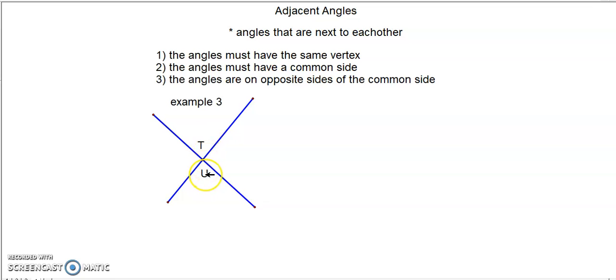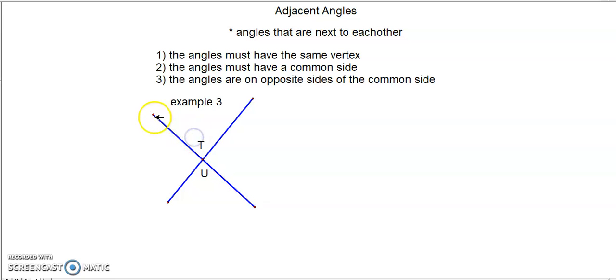So let's look at example 3. Are angle T and U adjacent? Well, let's look at the three criteria. Do they have the same vertex? Well, the vertex for angle T is right here. This is the vertex for angle T, this point right here, and it's also the vertex for angle U. So for the first one, we can put a check mark here. It's fine. The angles must have a common side. Do they have a common side? Well, they don't have a common side.